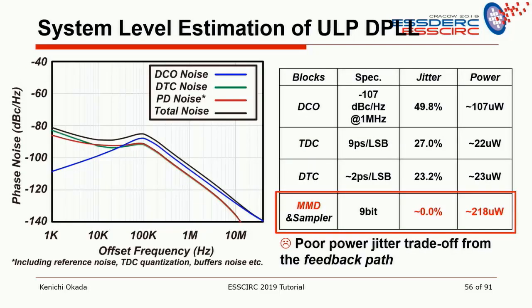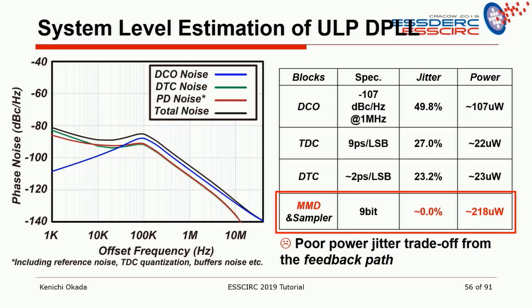Okay, as I explained, the DCO, TDC and DTC have large noise contribution. Even with the lowering, it's a kind of best design, but they still have a large noise contribution. So it is almost impossible to further reduce the power consumption here. This is always required for lowering the jitter characteristic. On the other hand, the multi-modulus divider and sampler have almost no influence on the jitter performance, but are still consuming very large power like this.